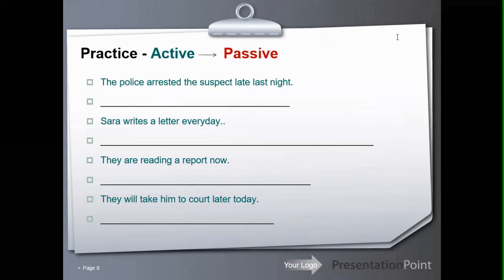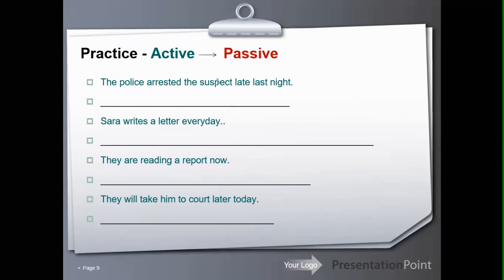Let's do some exercises. And we have here 4 active sentences, and we are going to turn the sentences into passive form. Let's begin with the first sentence. Let's read the active sentence first. The police arrested the suspect late last night. So let's analyze the structure of the active sentence. The police here is the subject, and arrested is the verb, and the suspect is the object.